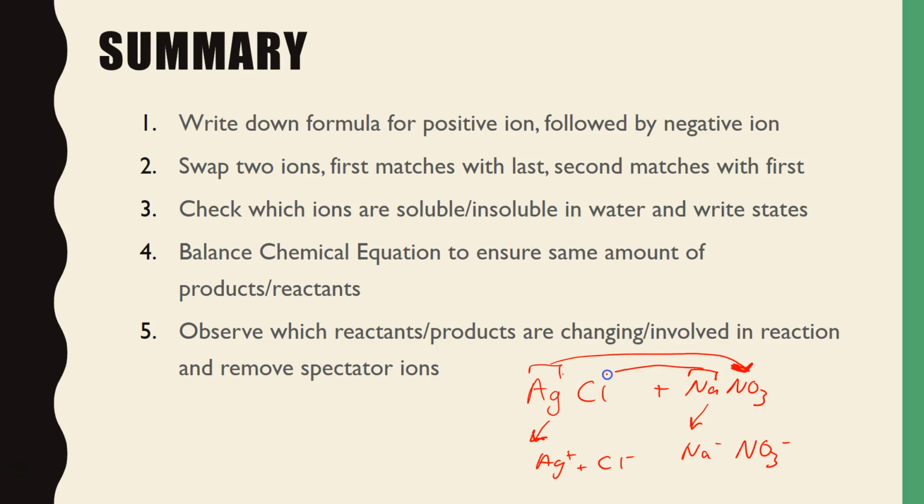From there, you then check which compounds are soluble and insoluble in water, and you write the respective states. Then you balance the chemical equation to ensure the same amount of reactants and products. And finally, you observe which reactants or products are changing state, and then you can eliminate which ones are involved in the reaction, and therefore which are part of the ionic equation and which are not, which are spectator ions and which are not.